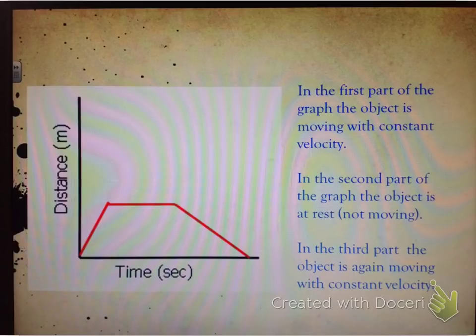Looking at this graph, it has multiple segments, so we'll talk about it. This first part right here shows constant speed or constant velocity. As time goes on, that object is moving. However, once it hits the middle part right here, its meters or its distance does not change. Okay, that means that as time went on, that object was not moving. The distance stayed the same. It didn't go anywhere. The third part of the graph shows it going back down, which still is constant velocity. It's just going back to where it came from.